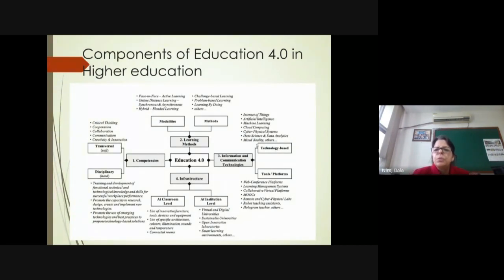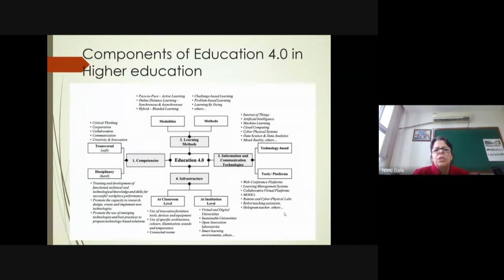And what are the tools which we require in education 4.0? Web conference platforms, learning management systems, collaborative virtual platforms. Then we have MOOCs. Then we have remote and cyber physical labs. Then we have robot teaching assistants and hologram teachers and others. So these are some of the new tools and platforms, apart from face to face teacher learner teaching. You all are aware of these tools.